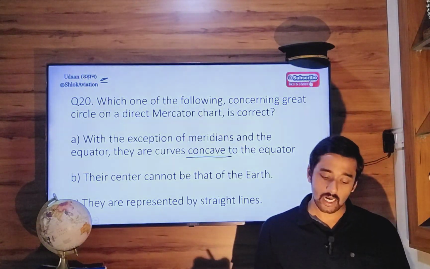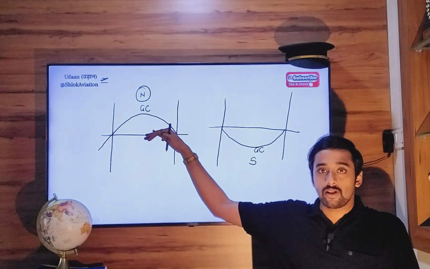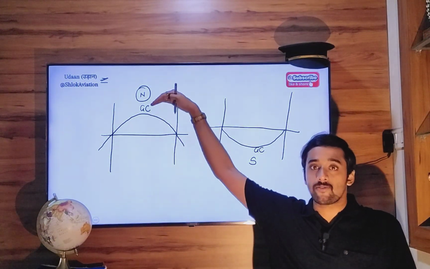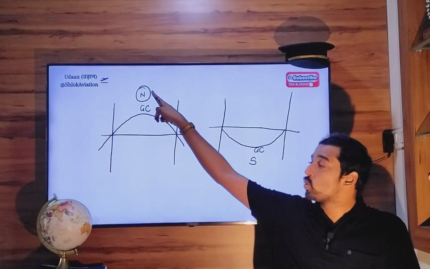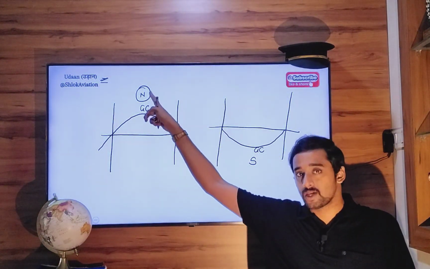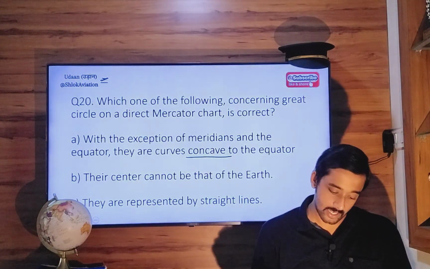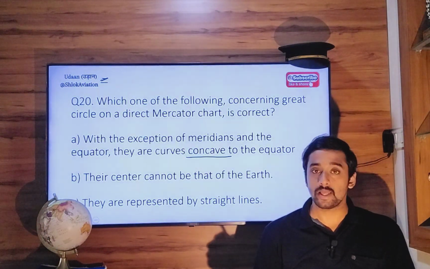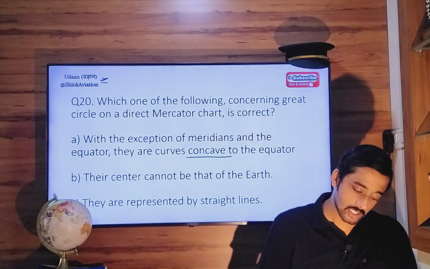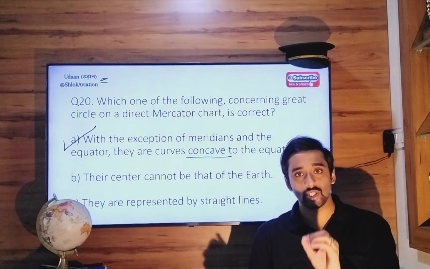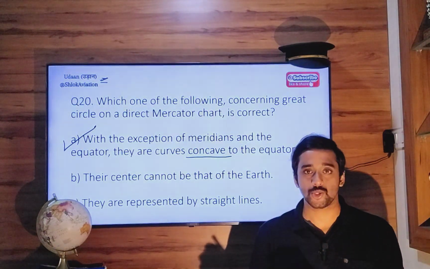So here it says they are curves concave to the equator, meaning, let's say this is your equator, it will be concave to that, bending away from that. Convex to the pole means bending towards something. So it is going towards the poles, that's why convex. So these can be used interchangeably. Pay attention. The center cannot be that of the earth. They are not represented by straight lines. The correct answer is option A. On a direct Mercator chart, great circles are curves concave to the equator or convex to the poles.